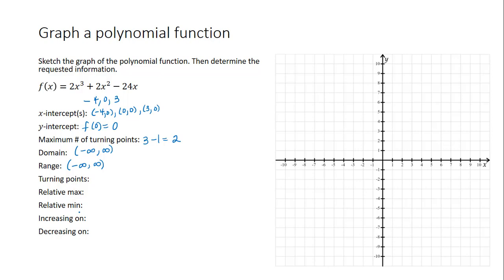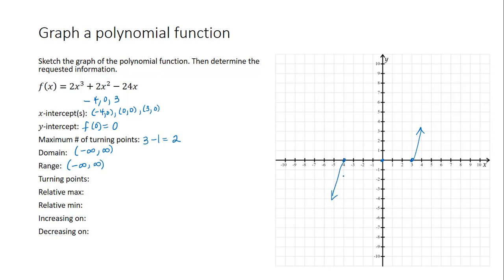Now to answer the other questions, we're going to have to use our calculator, but let's think about what the graph of this would look like first. We're going to plot our intercepts, which are at -4, 0, 0, 0, and 3, 0. We know our y-intercept is also at 0, 0, which we have plotted. Now the thing that we know is that it has to cross the axis at each of these zeros. We also know that as we go to the right, the graph is going to go up. And as we go to the left, the graph is going to go down.